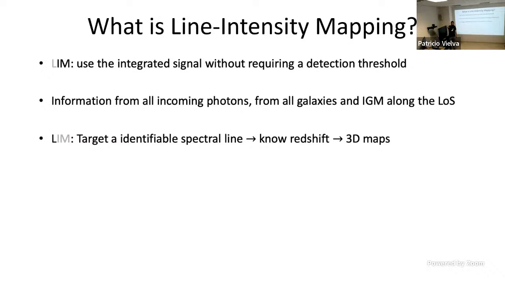We basically use all the information that we have, and that has the benefit that it takes all the galaxies and intergalactic medium along the line of sight. So that's very good because it gets the faint galaxies, but it has the problem that it also gets all the contaminants that you remove from your galaxy catalog. And the line part here is because instead of just focusing on all the information that it gets, which could basically give us a projected two-dimensional map because we wouldn't have any information about where that radiation comes from, line intensity mapping targets identifiable spectral lines. Basically, by tuning the frequency of our detectors, we know the redshift that that radiation comes from, and that allows us to build three-dimensional maps.